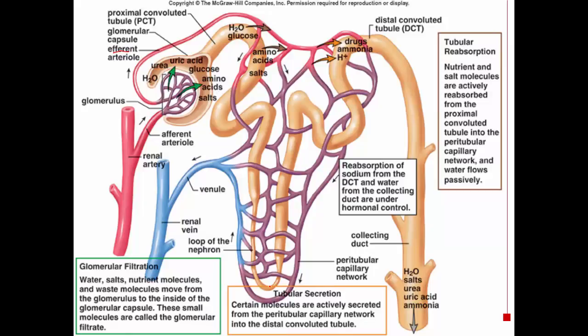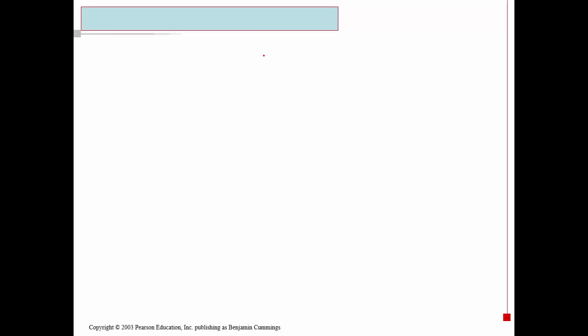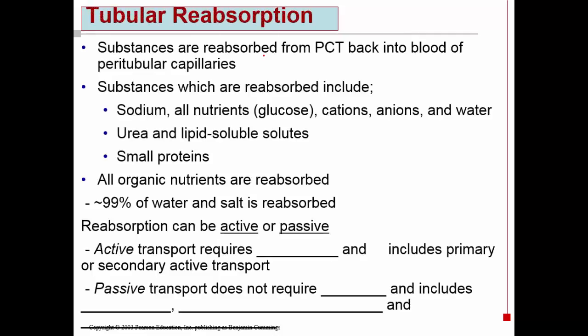So briefly, tubular reabsorption is when substances are reabsorbed from the proximal convoluted tubule back into the peritubular capillaries. So from the nephron back into the blood. These are substances the body wants to keep. So again, tubular reabsorption is when substances are reabsorbed, and things that are reabsorbed include sodium, all nutrients such as glucose, positively charged ions, cations, anions, negatively charged such as chlorine. Positively charged would be calcium, potassium, hydrogen ion, and several more, and water.